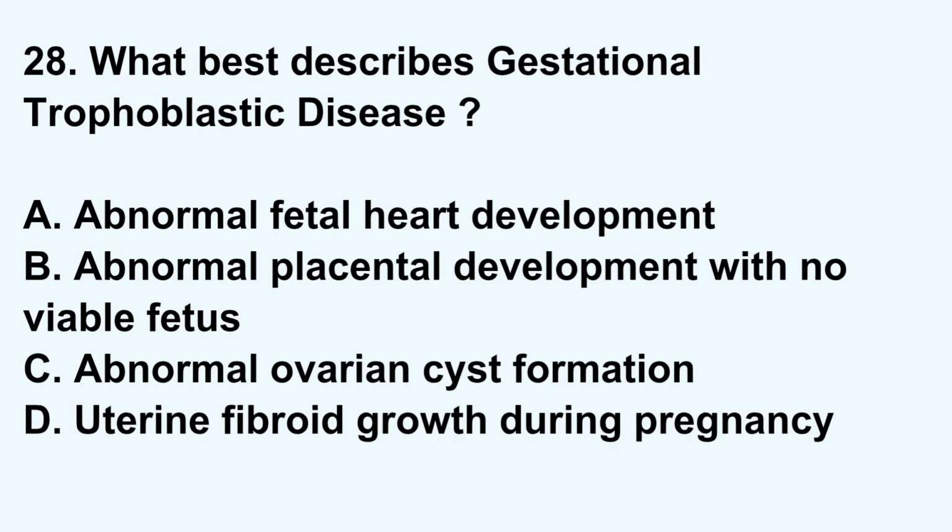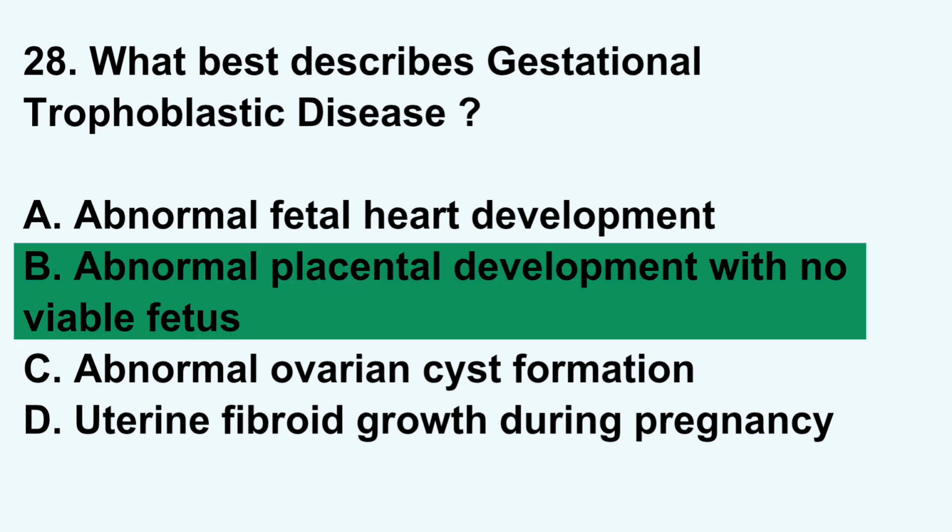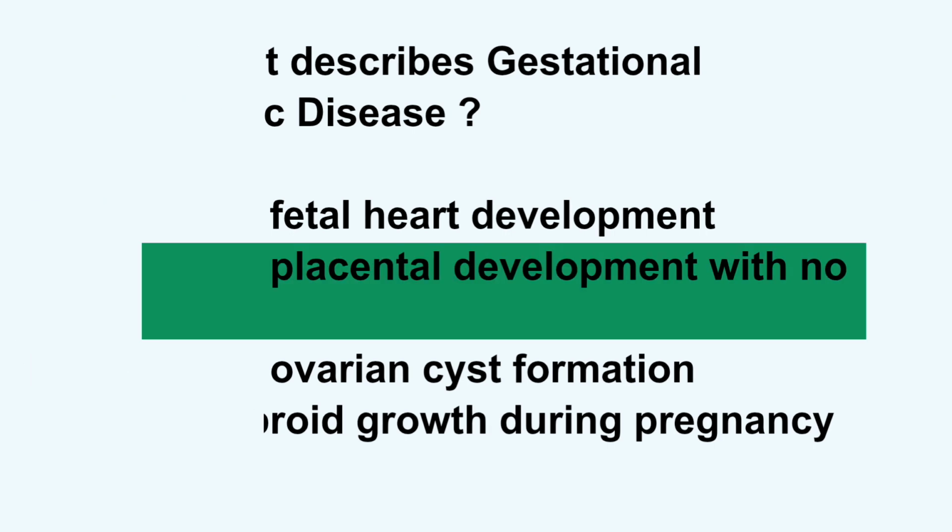What best describes gestational trophoblastic disease? A. Abnormal fetal heart development. B. Abnormal placental development with no viable fetus. C. Abnormal ovarian cyst formation. D. Uterine fibroid growth during pregnancy. Correct answer, B. Abnormal placental development with no viable fetus.